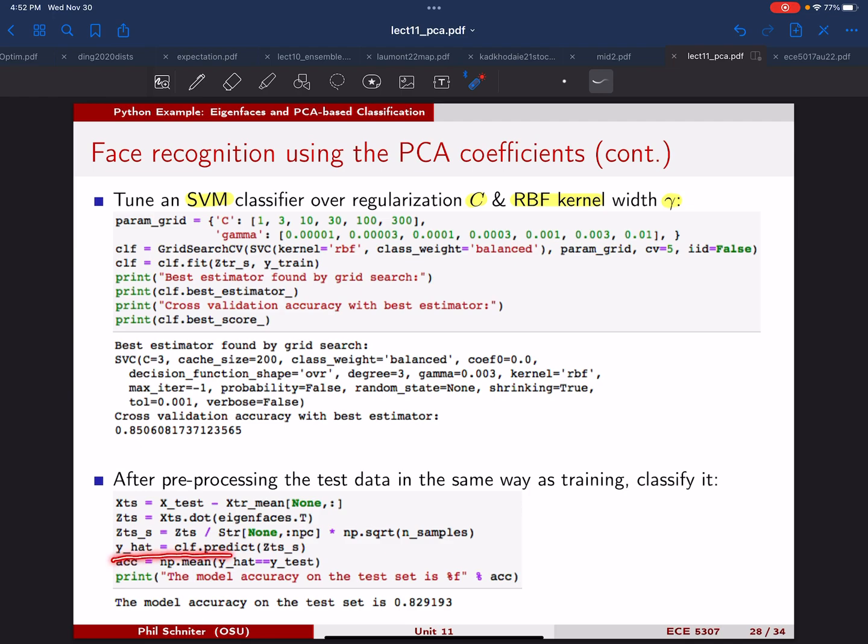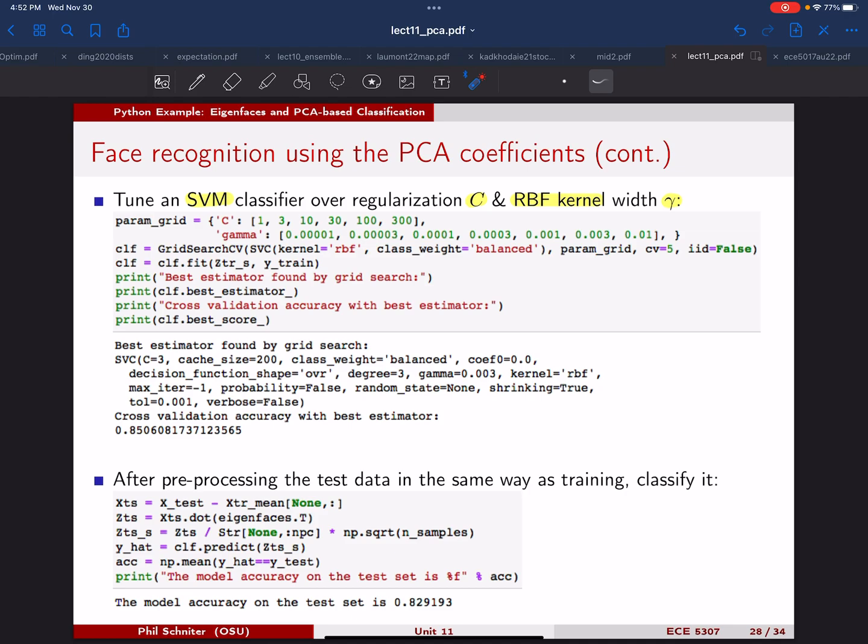Finally, we use this estimator that we found here. We do the prediction to get our class labels. We evaluate our accuracy, and we find out it's 83%. And that's pretty close to 85, so that's good. We expect pretty good agreement between these two, but not perfect. And so this is just an example of how you could use this.